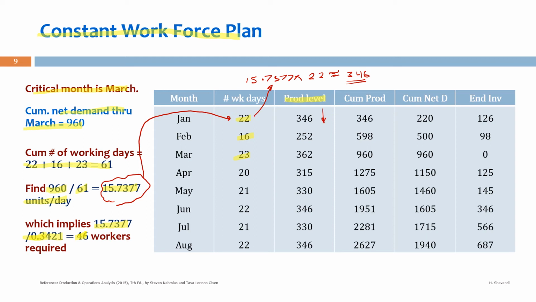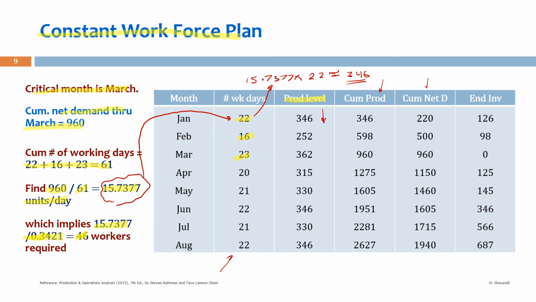As you see here, the production level is not going to be constant. It will be different over the months because of the different working days that we have per month. But the workforce will be constant. We will have exactly 46 workers over this 8-month horizon. We're not going to change the number of workers, but because of the different number of days per month, the production level will be different. Okay, this column is the cumulative production level.